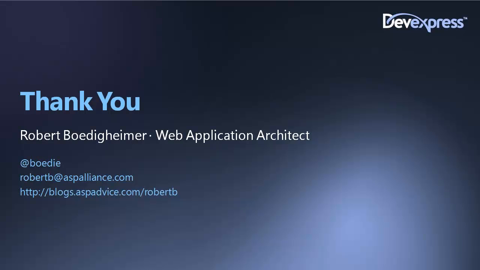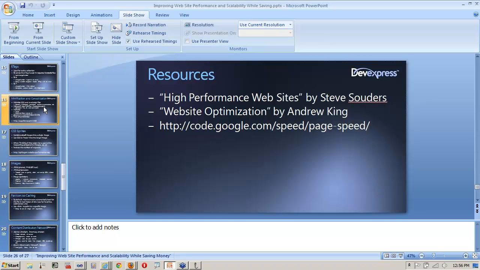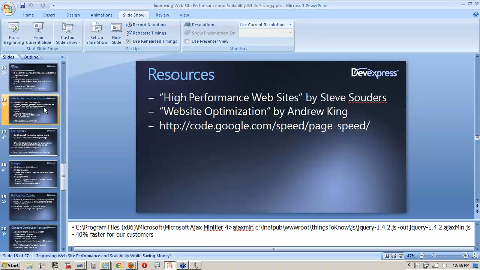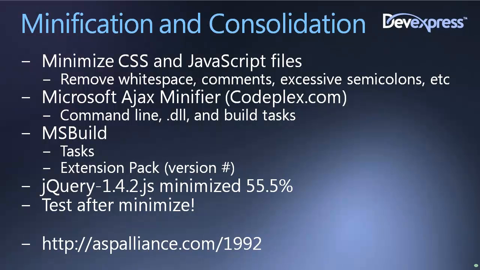I used MS Build tasks. If you go out to aspalliance.com, 1992, it'll detail how this works, but I use MS Build tasks. That is what actually combines together all my JavaScript files. That's not something Ajax Minifier does on its own. That's an MS Build thing.